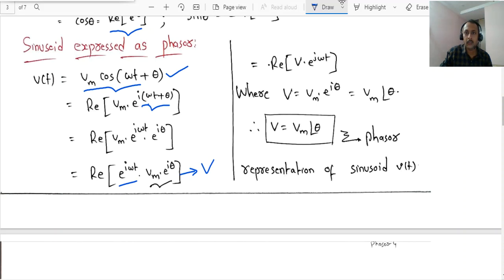That is simple. For example, if I am given v of t equal to 110 cos of omega t plus 10 degrees, your capital V will simply be 110 at an angle. What is the angle theta? 10 degrees. 110 at an angle 10 degrees. So this is the sinusoidal representation and this is the phasor representation. Clear?